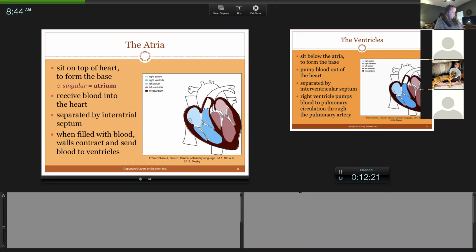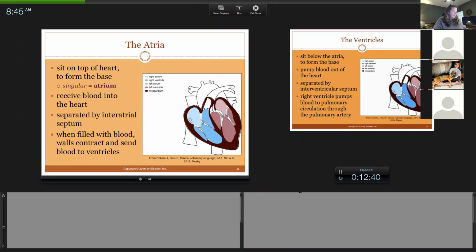So let's see. For 12 and 13, if we're looking at pictures of the heart, the right side is deoxygenated and the left side is always oxygenated. So which side of the heart has what blood flow?